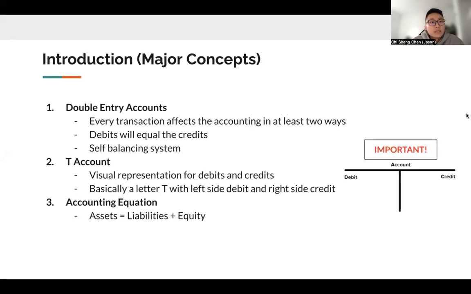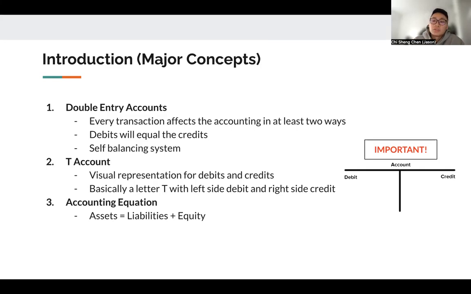We'll start off by introducing the major concept of double entry accounting. Every transaction affects the accounting in at least two ways. It'll be a debit and credit, and they will always be equal. It's a self-balancing system, followed by the T account. It's a visual representation for debits and credits.